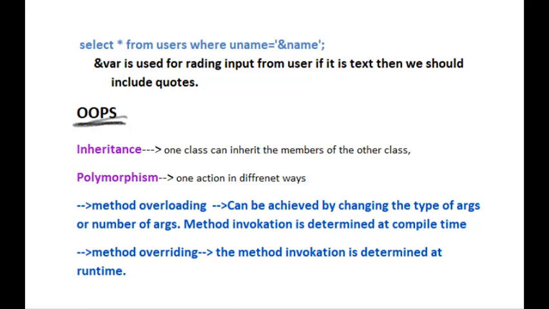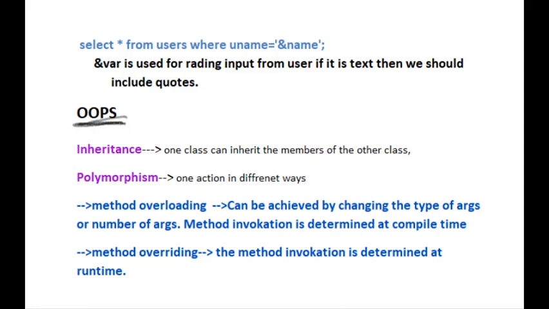Inheritance is achieved using the extends keyword, where one class can inherit the properties or members of another class. Child or subclass is the class which is inheriting the other class's members. Parent or superclass is the class which gets inherited by other classes. Polymorphism: single action in different ways, like method overloading and method overriding.